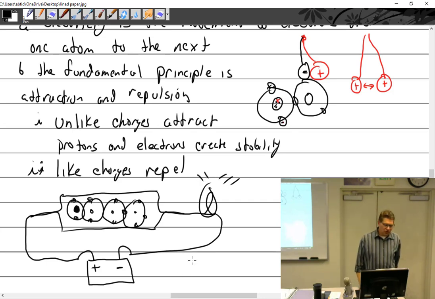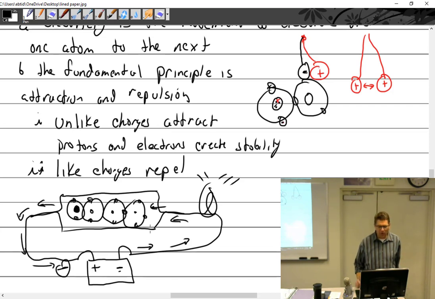I'm going to have electrical flow, and I have to remember a couple things. Like charges repel. So this is a negative, and that means it is going to repel other electrons. It is going to force electrons to go this way. It's going to force this one to go this way and this way and this way. It's going to force them to repel. And unlike charges do what? Attract.